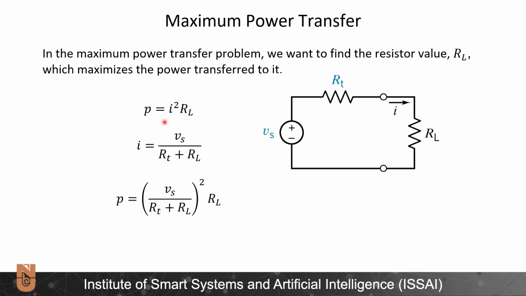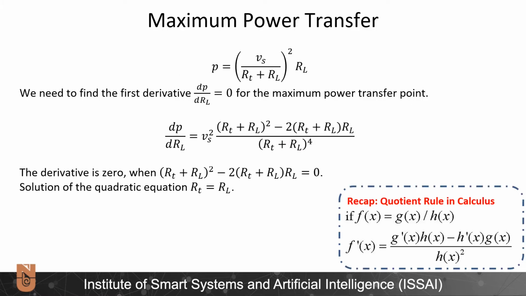Power is defined as P equals I squared times RL. And we can write I simply as Vs divided by RT plus RL. Accordingly, if we use Vs over (RT plus RL) instead of I in this power equation, we end up with the expression shown here: Vs over (RT plus RL) squared times RL. So now we have the power expressed in terms of the load resistance.